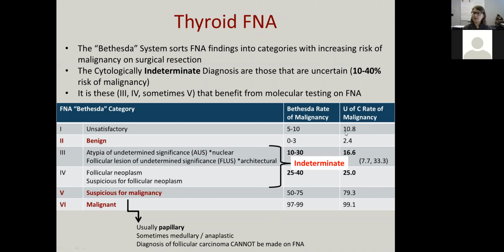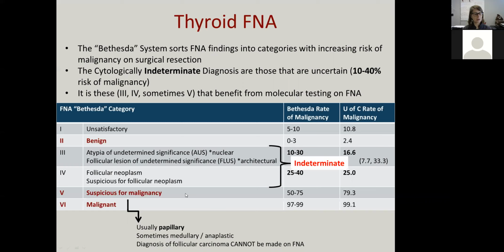Our actual rates of malignancy with these Bethesda categories from our institution is listed on the right. You can see very low rates of any malignancy being identified in something we call benign, and very high rates of anything we call malignant, almost 100%, ranging all the way from 16 to 25 for follicular neoplasm to 79% malignancy in the 3, 4, and 5 categories.